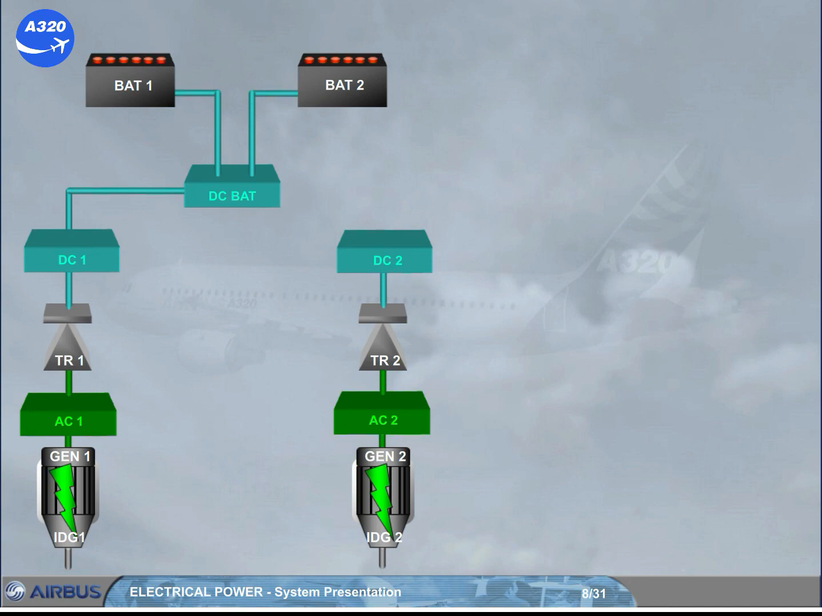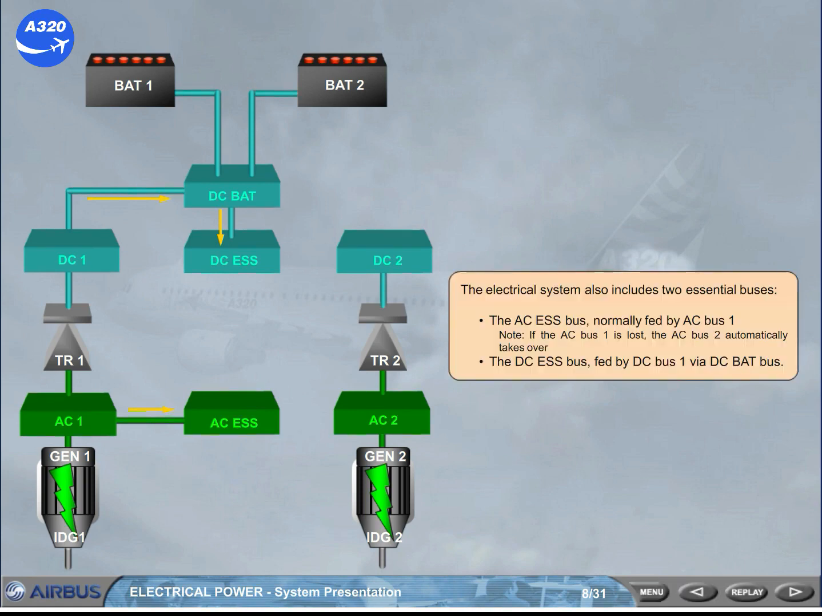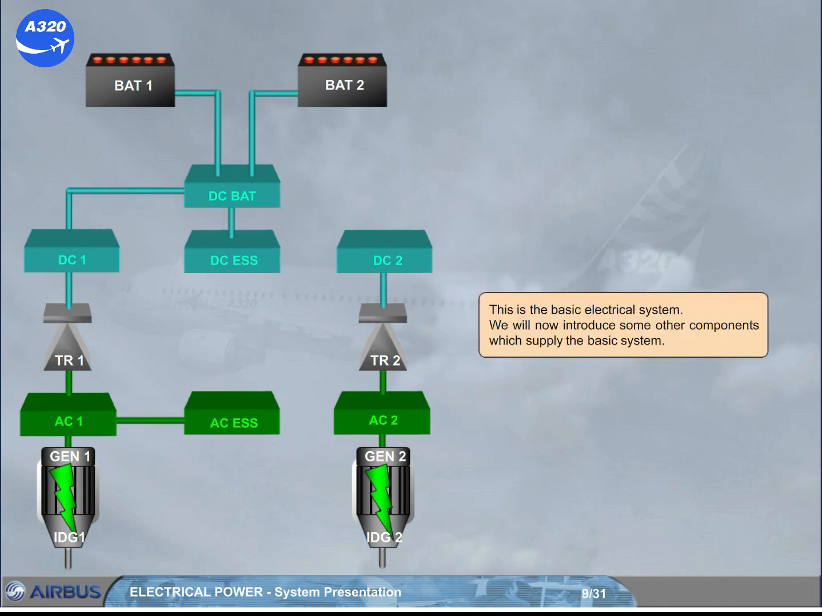The electrical system also includes two essential buses. The AC essential bus, normally fed by AC bus 1. Note, if the AC bus 1 is lost, the AC bus 2 automatically takes over. The DC essential bus, fed by DC bus 1 via DC BAT bus. This is the basic electrical system. We will now introduce some other components which supply the basic system.